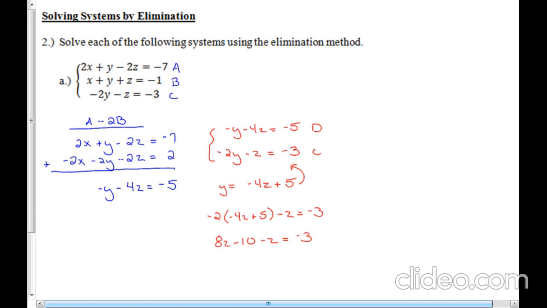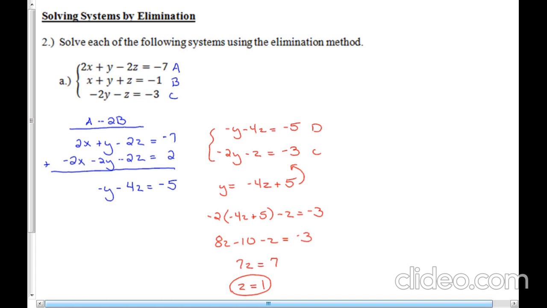Now I'm going to go ahead and combine my z's. That's going to give me 7z. I'm going to add my 10 to both sides, equals 7, and then divide by 7, so z equals 1. So I've come up with part of my solution here. Z, I know, is 1.